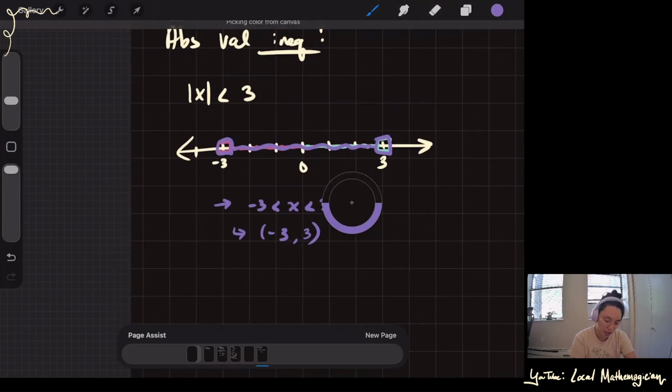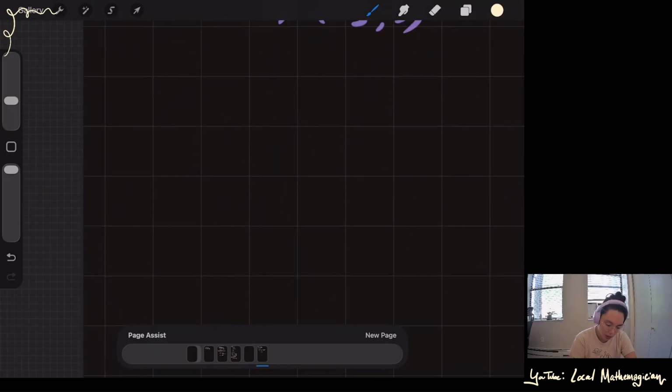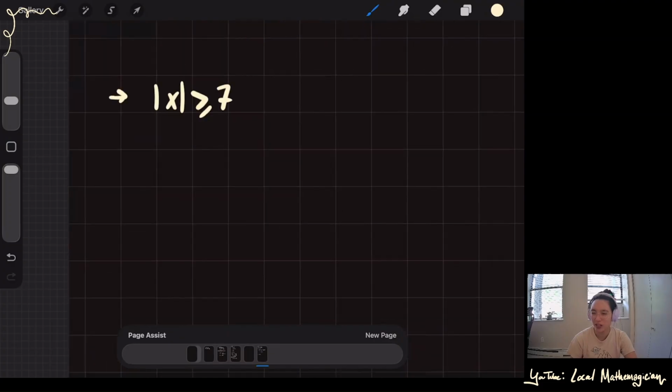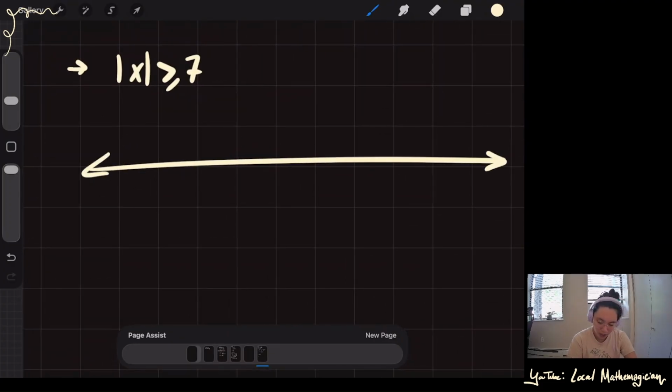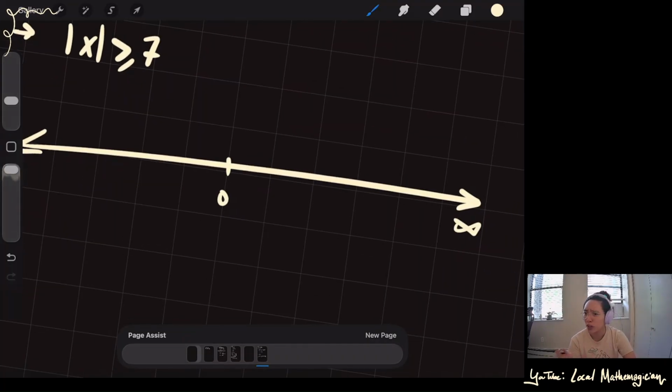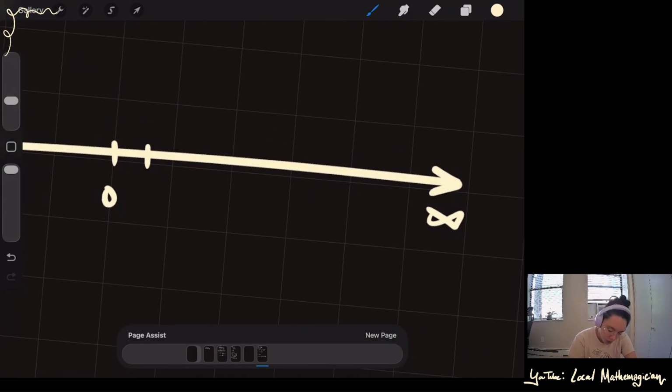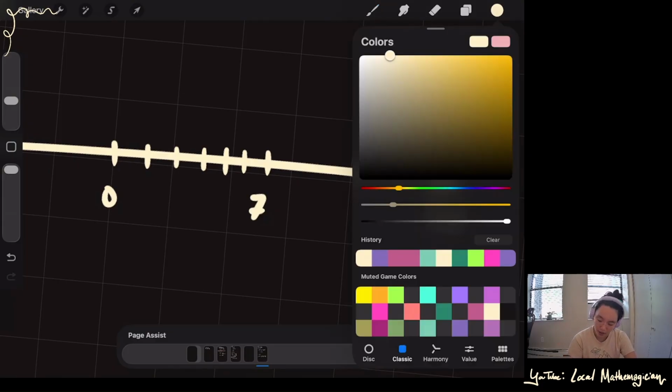Let's do something a little more interesting. Let's say we want the absolute value of x is greater than 7. Let's do greater than or equal to 7, okay? So we want all of the values where the distance from 0 is 7 or more. Certainly you don't want points like 1, 2, 3, 4, 5. So 1 is no good, 2 is no good, 3 is no good, 4 is no good, 7 is good. 7 is okay, because 7 is a distance of 7 or more.